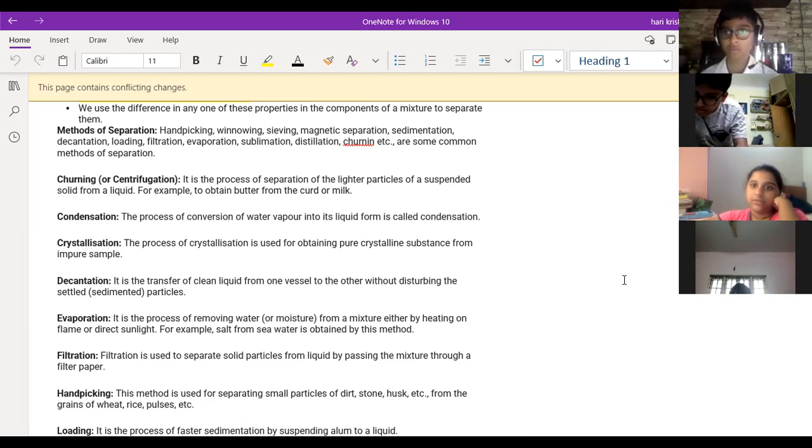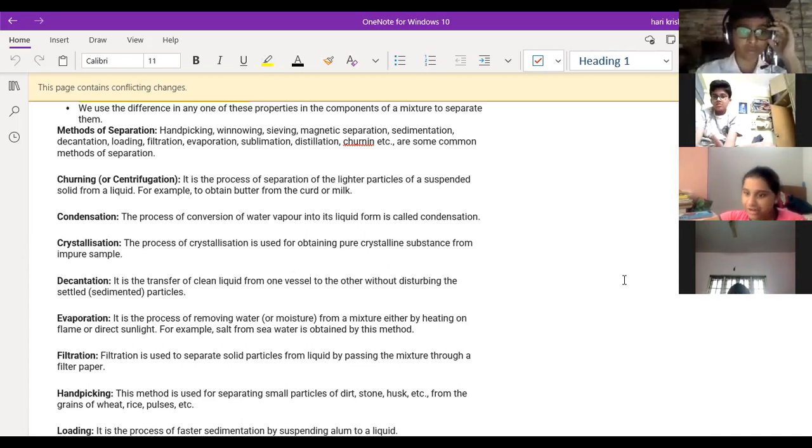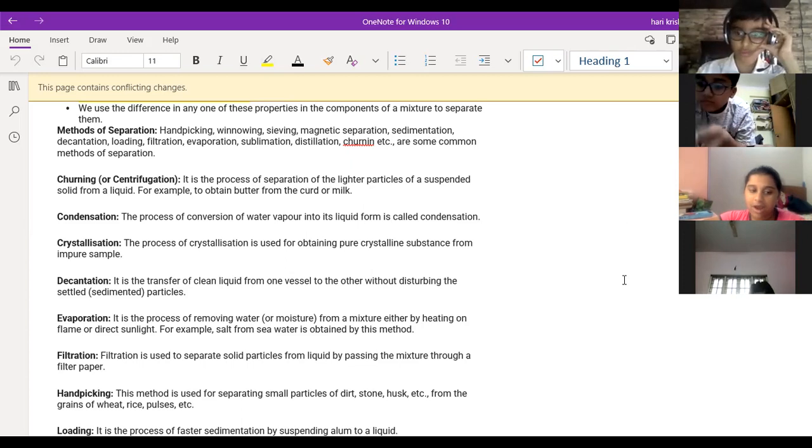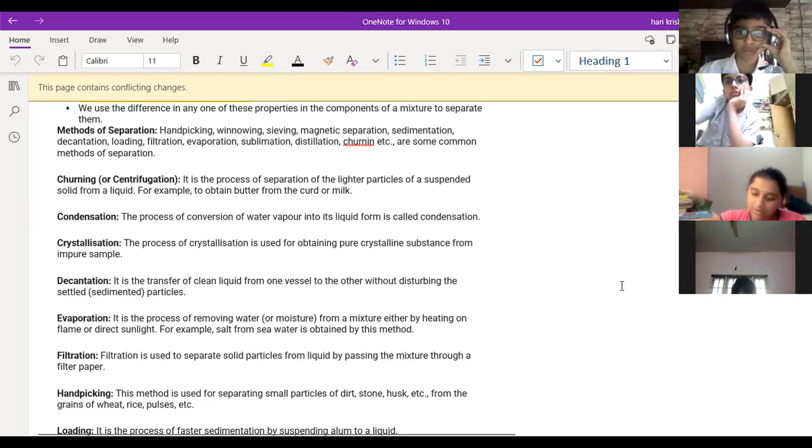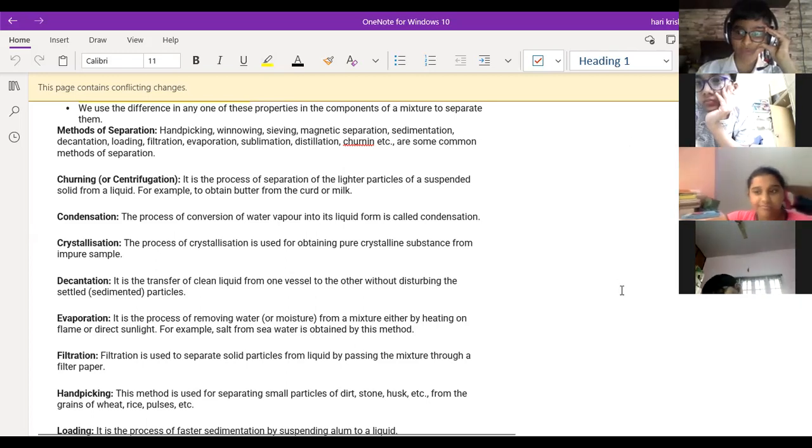Suppose you are giving urine for analysis. They'll take the urine and keep it in the centrifugation machine. Whatever the stones or impurities are there, after some time they will settle at the bottom of the test tube, and whatever pure liquid is there will go at the top. That is the centrifugation technique. Understand? The same technique can be used to separate the cream from the milk.